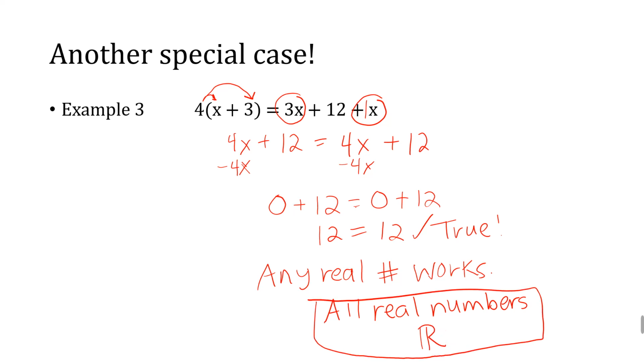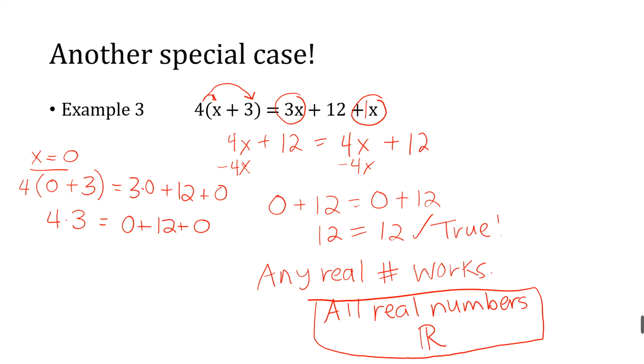Okay, so I just want to show you. So suppose x equals 0. Okay, let's plug in 0 for x and check. So 0 plus 3 is 3. 3 times 0 is 0. 4 times 3 is 12. 0 plus 12 plus 0 is 12. That's a true statement. So what if x equals 1?